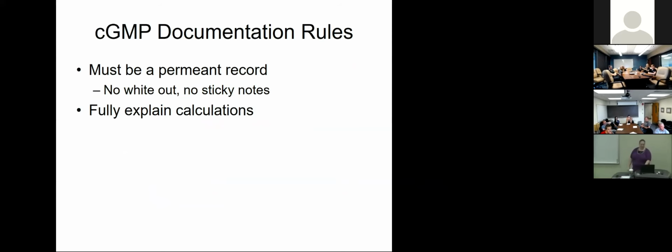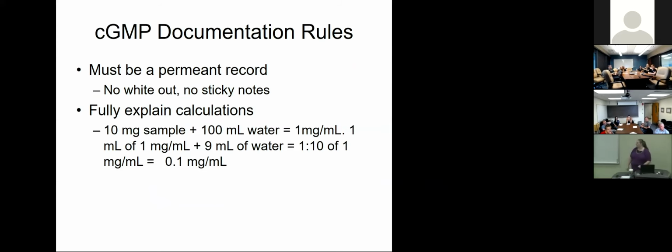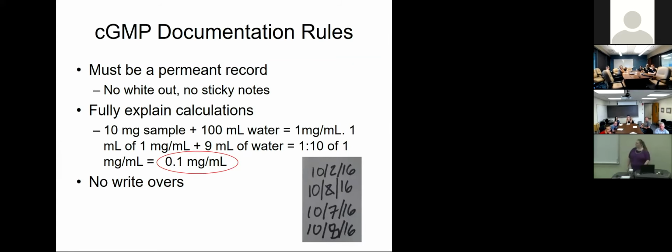You have to fully explain your calculations. So this is an example of one of the calculations that we would use. So not only do we say, okay, we have 10 mg of sample and 100 mils of water, it made a 1 mg per mil concentration. Then we go and we explain how we have a 1 to 10 dilution and what the final result is. And because we had so many people auditing our data, we'd also go through and circle that information for us. So that way they could come and find the result at the end. But we had to carefully spell out each part of our calculation, not just I made a 1 to 10, carefully spelled out.